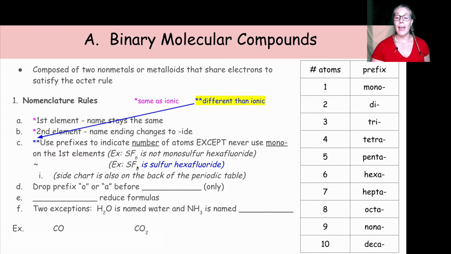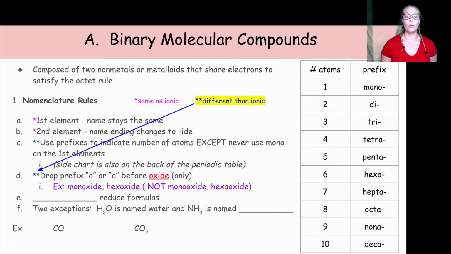And the hexa for fluoride comes from the number 6. We see 6 atoms gives it the prefix hexa. So F6 is hexafluoride. And this side chart that you see here, it's also on the back of the periodic table, or page 2 of your periodic table that's linked for you.